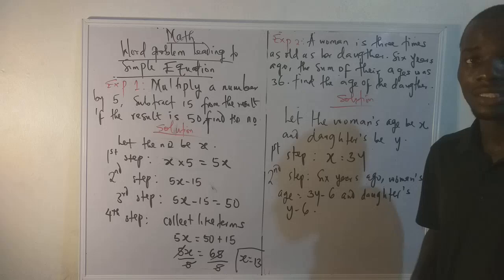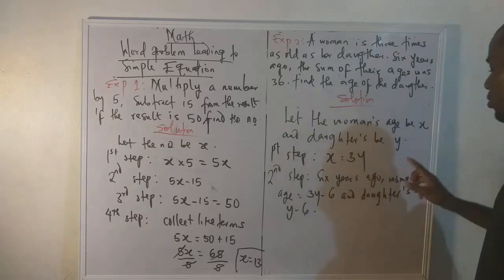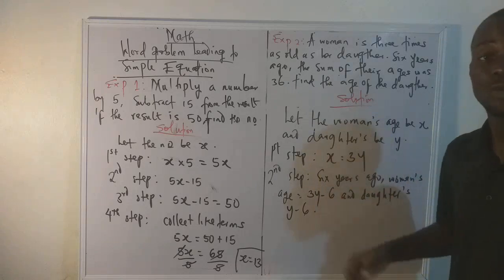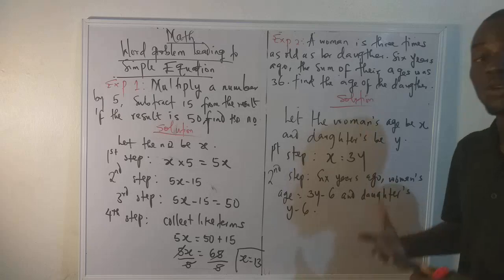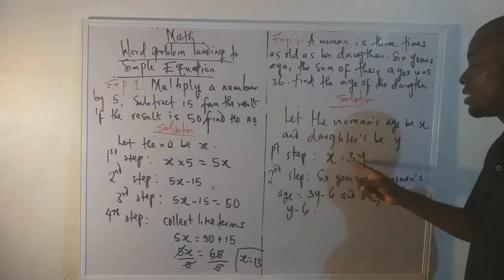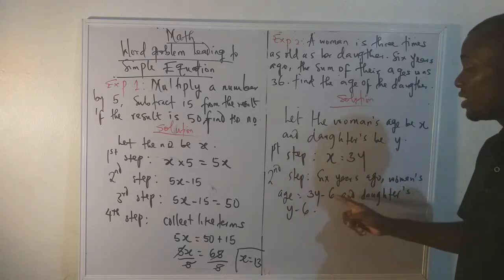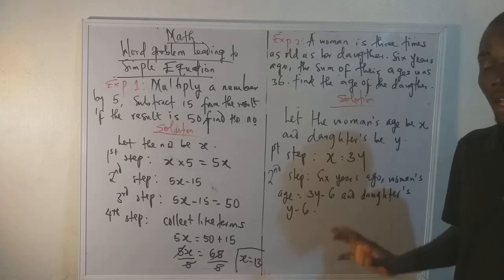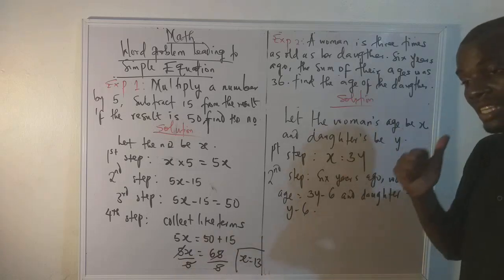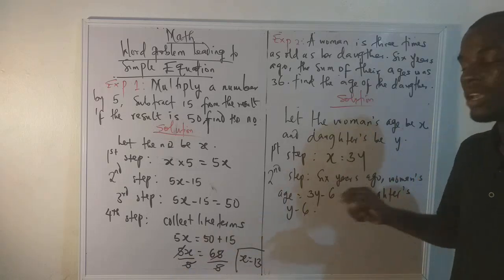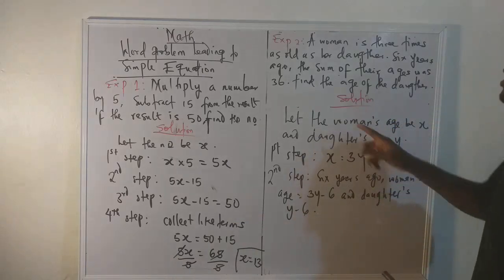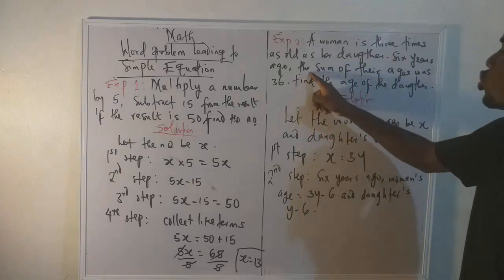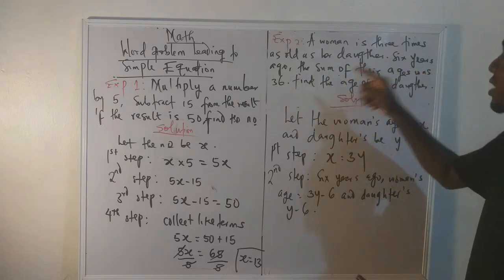I hope you understand that. So 6 years ago, the woman's age will become 3y minus 6 because our age, which is x, is expressed in terms of our daughter's age, which is 3y. So we take away 6 from 3y. But then our daughter's age is y. So our age 6 years ago will be y minus 6.